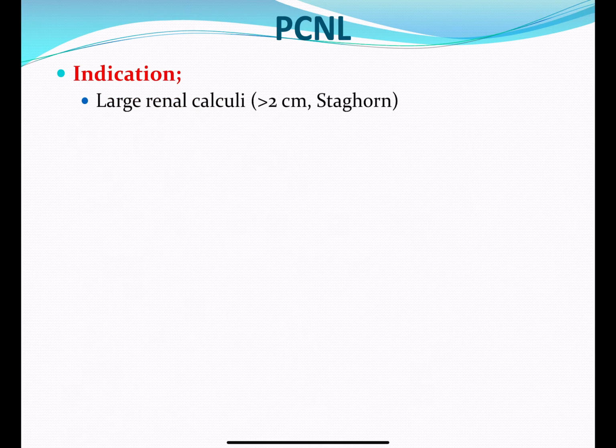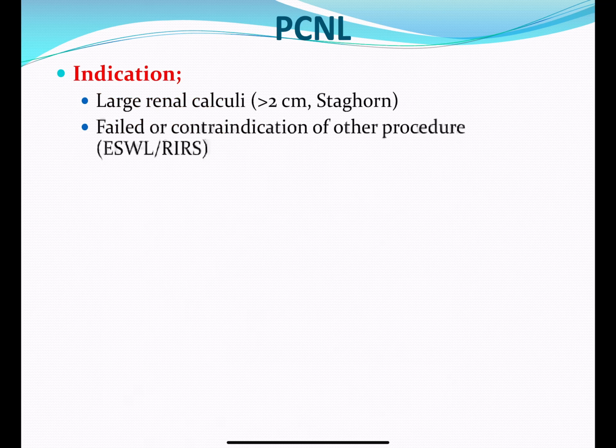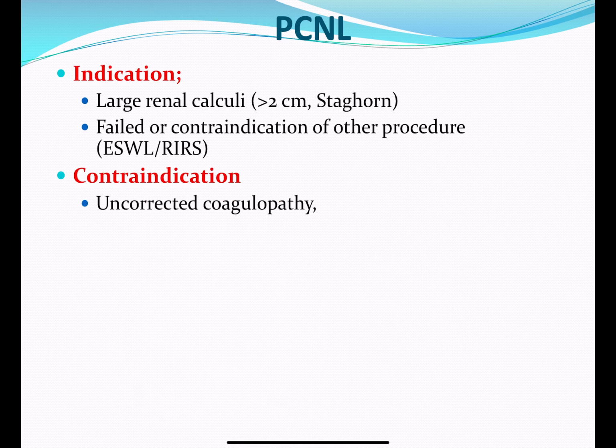So indications: stone, large stone, stagnant stone. If any other procedure fails, if ESWL has failed, we can do that. Contraindications: if the patient has an uncorrected coagulopathy, we don't puncture the kidney because there will be a lot of bleeding. Any active untreated UTI, we don't do it because it can cause urosepsis.